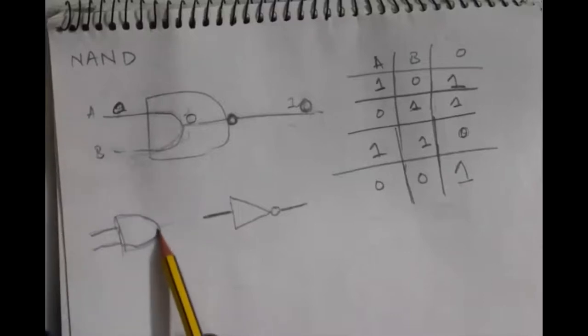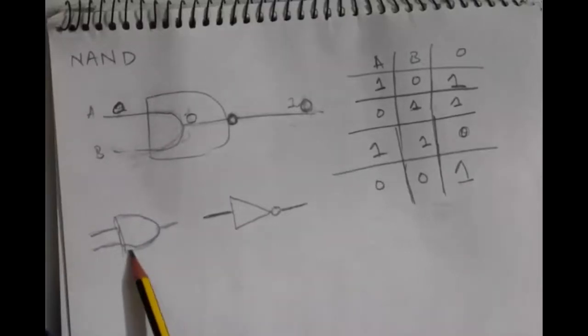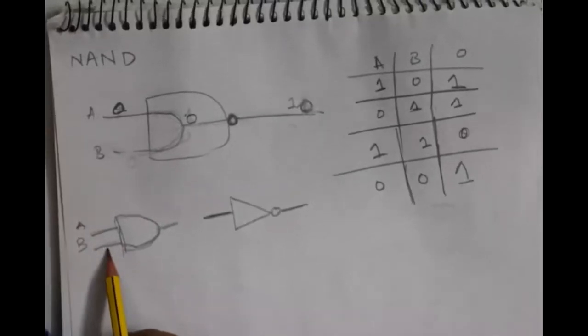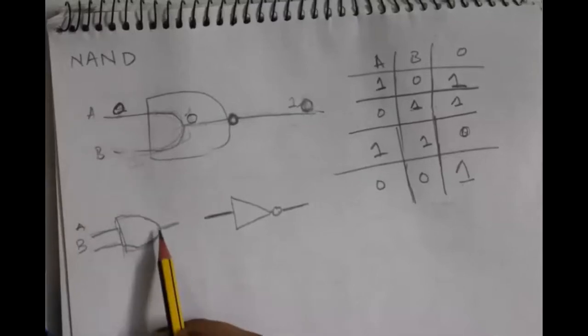You guys can see it. So this is AND, right? The inputs of this are A and B. Let me label these. A and B need to have an input to give us an output, right?